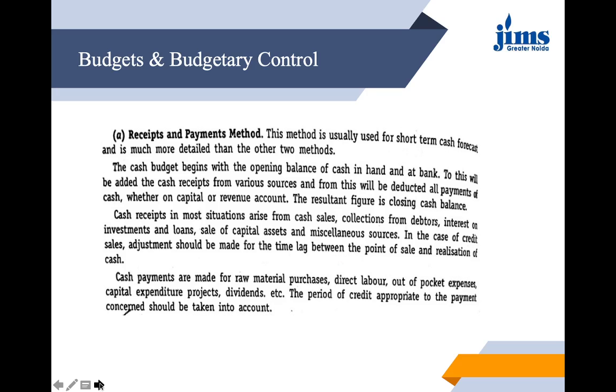So in the case of credit sales, adjustments need to be made for the time lag between the point of sale and the realization of cash. If I talk about cash payments, they are made for raw material purchases, direct labor, out of pocket expenses, capital expenditure, projects, dividends, etc. The period of credit appropriate to the payment concerned should be taken into account.